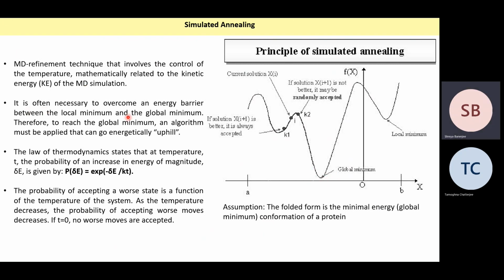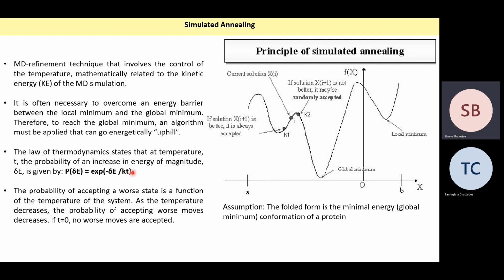The basis of simulated annealing is this formula, which says that the probability that the energy will increase by delta E is exponential of minus delta E by KT, where T is the temperature.